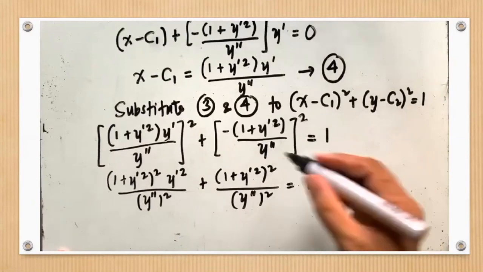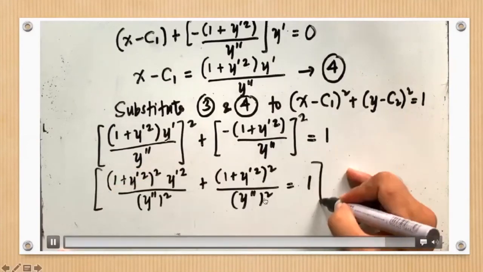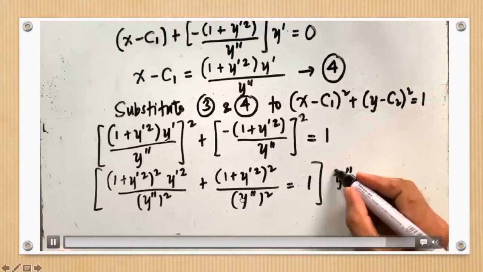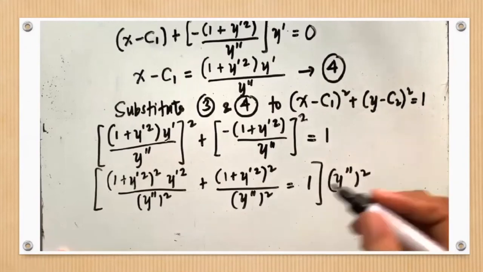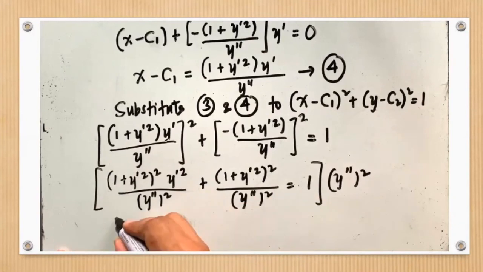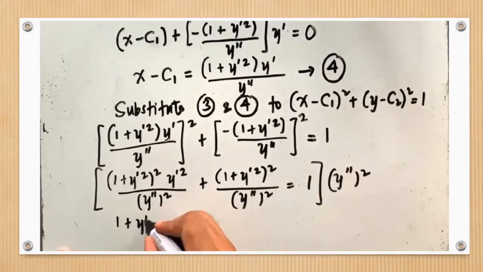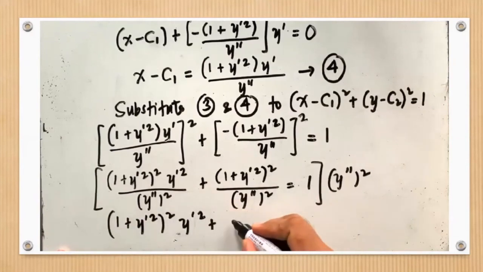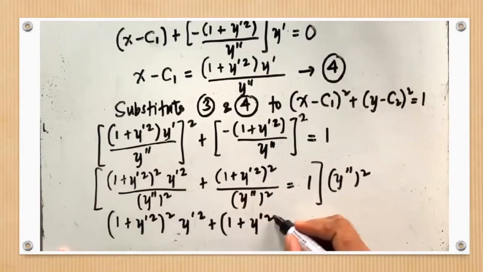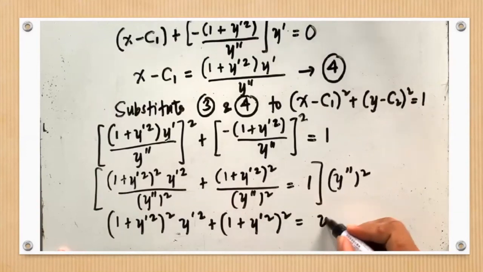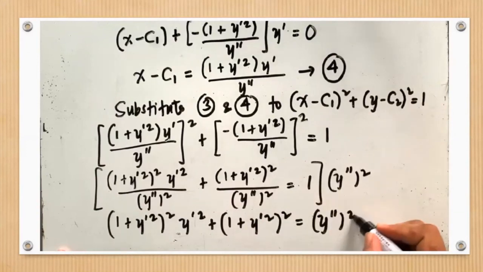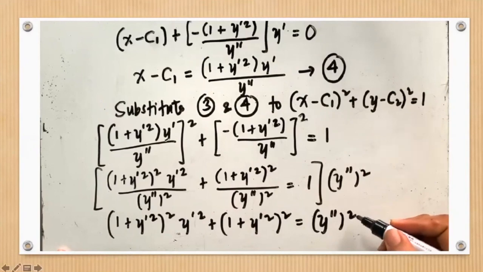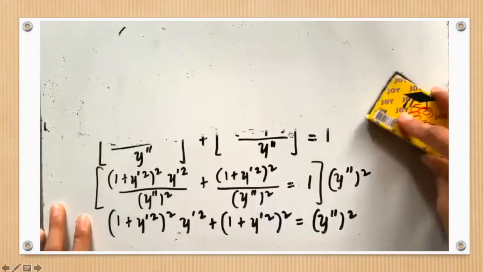Now, the next step will be to remove these denominators. Common naman sa kanila, di ba? So multiply both sides by y double prime squared. Thus we have 1 plus y prime squared raised to 2 times y prime squared plus, second term natin, 1 plus y prime squared raised to 2 equal to y double prime squared sa right-hand side ng equation natin. Yan. So malapit na tayo sa final answer natin.